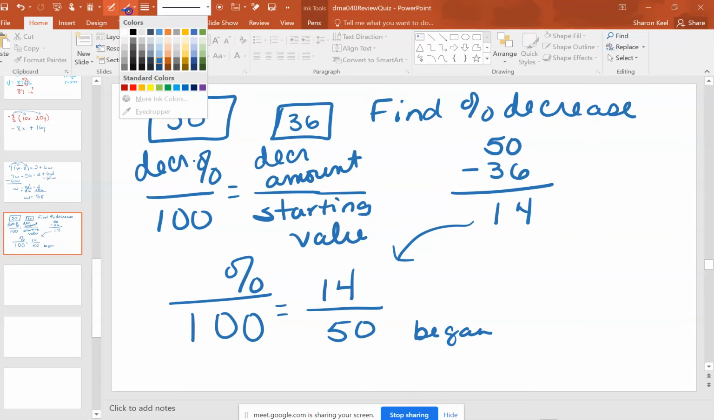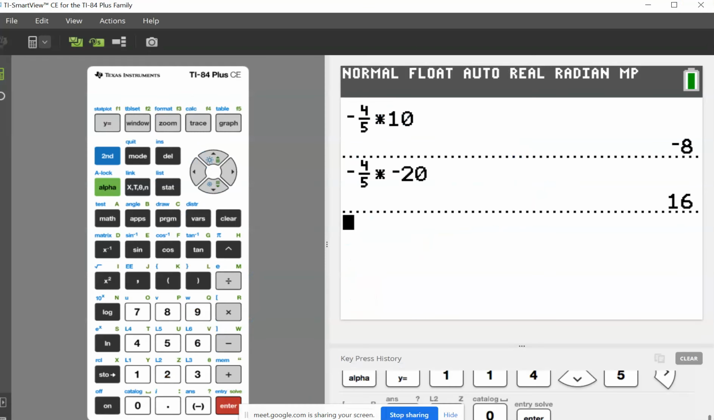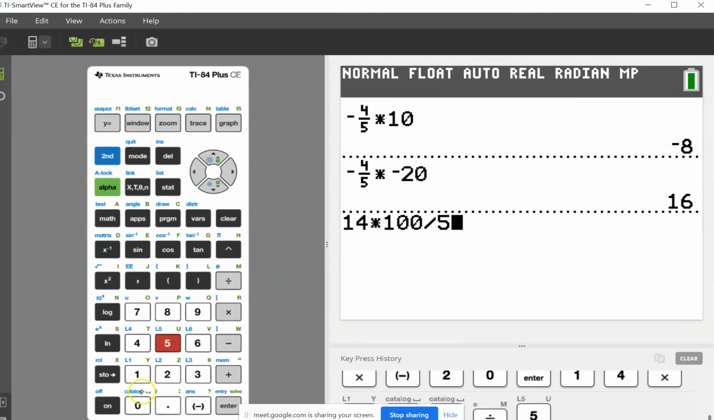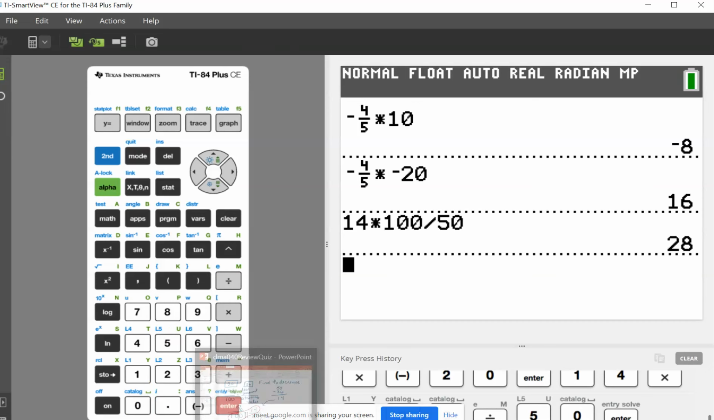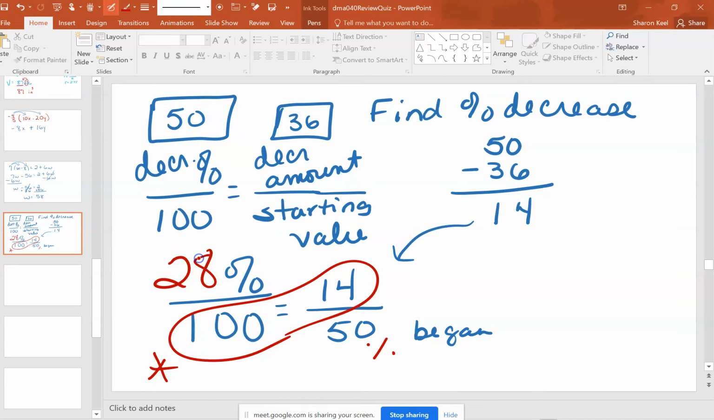Now we have our proportion set up, and all we have to do is cross multiply. So 14 times 100, and we're going to divide that by 50. And that gives us a percent of decrease of 28%. So 28% will be our solution.